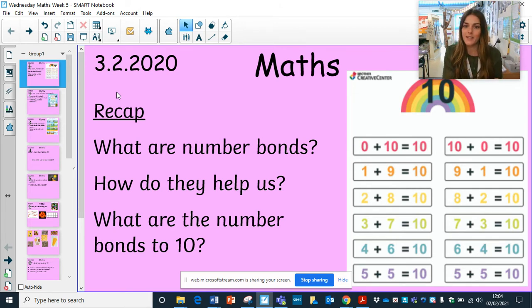So your recap is your number bonds to 10. If you want to move on to the number bonds to 20, then please do. Again, it's just a recap of learning you have already been taught, seeing if you can remember and secure that. So what are number bonds, how do they help us, and what are the number bonds to 10? You can answer these questions for the number bonds to 20 as well, and that will support you with your learning today, and you'll understand that a bit more soon.